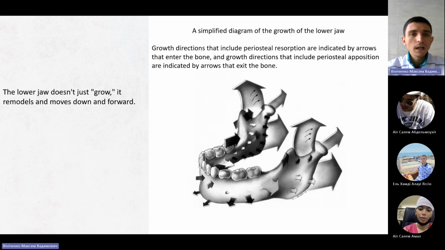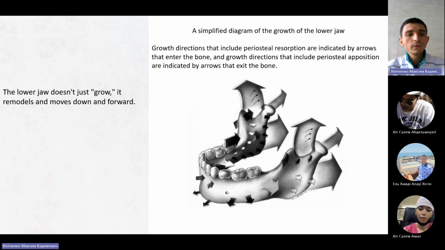So the next slide is a simplified diagram of the growth of the lower jaw. It is important to know that the lower jaw doesn't just grow. Better to say that it remodels and moves down and forward. Growth directions that include periosteal resorption are indicated by arrows. So you can see these arrows.